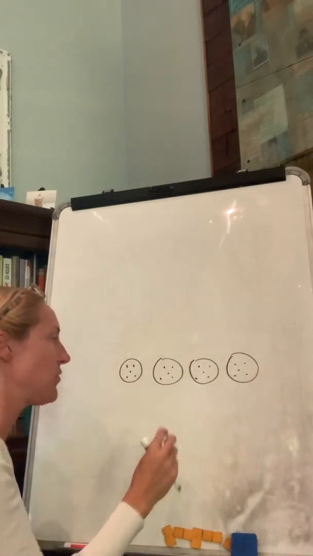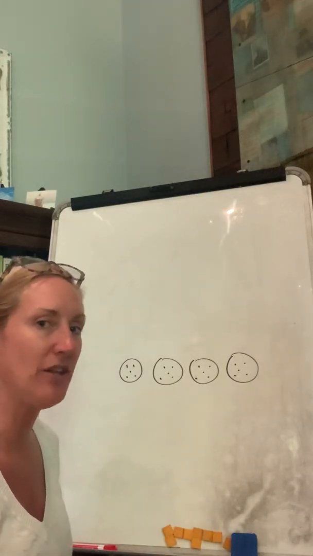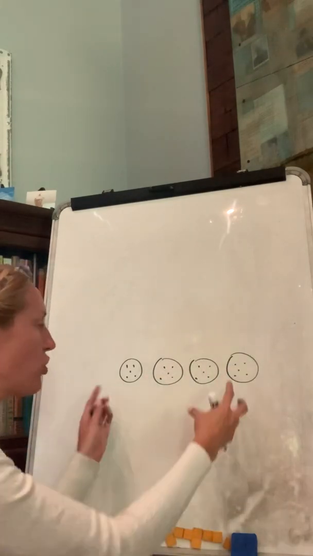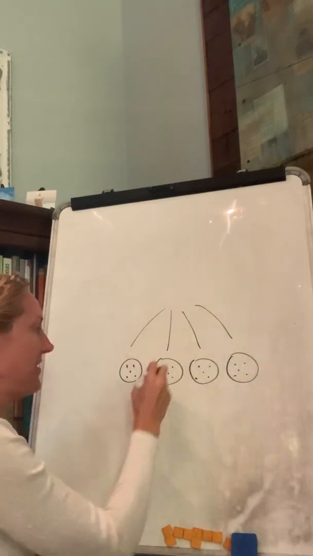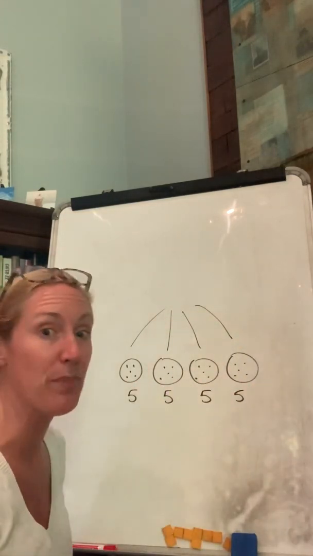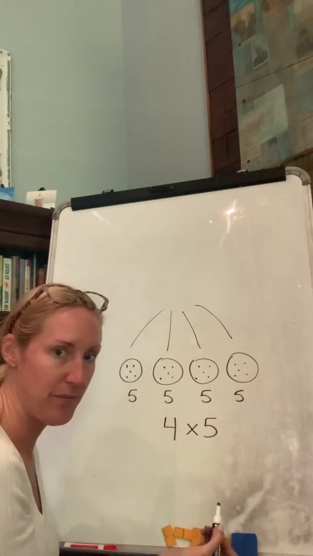We know how many cookies we have. We know how many chocolate chips. And then my question is, how many chocolate chips does she need in order to make all these cookies? We're trying to find out all of the chocolate chips together. So that's going to be 5 plus 5 plus 5 plus 5. Well, that's multiplication. That's 4 times 5.